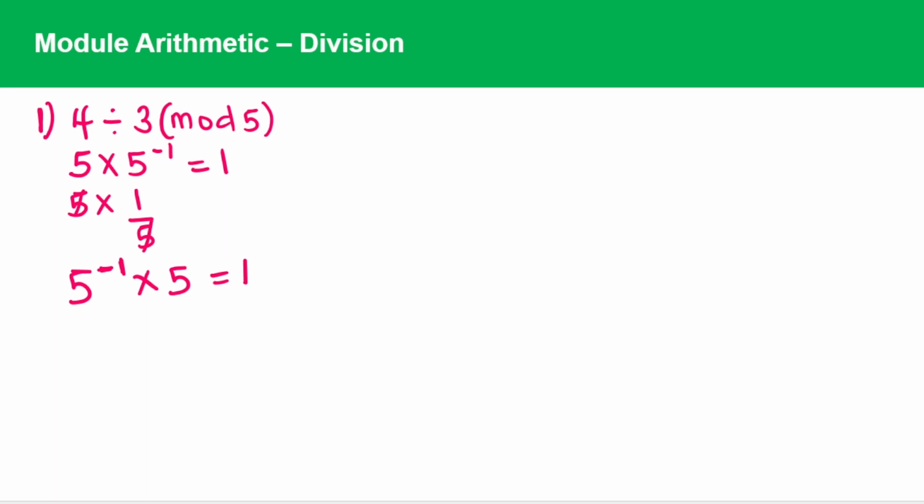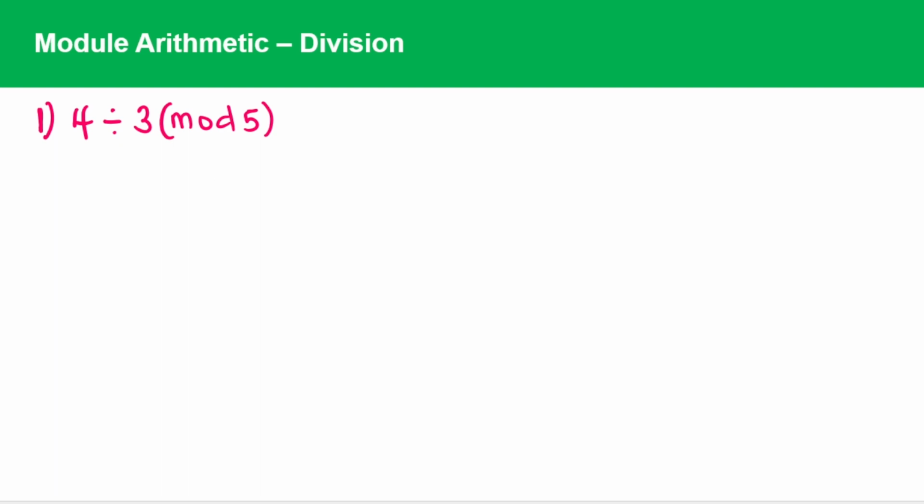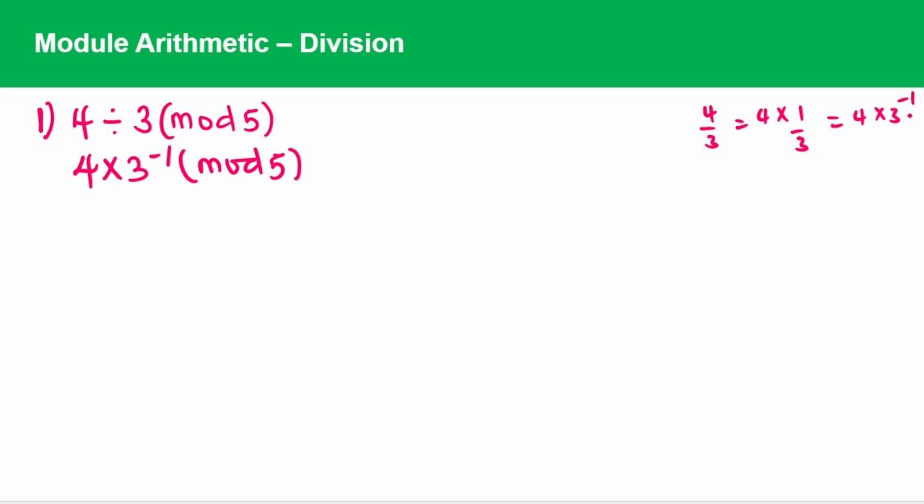Other than mode 10, the same concept is applicable to every other mode. Now, let's see how to apply the multiplicative inverse method in dividing the numbers before us. The first thing we want to do is to write this expression in multiplication form. 4 divided by 3 can be written as 4 times 3 to the power of minus 1 in mode 5. That's because 4 over 3 is the same thing as 4 times 1 over 3, and 1 over 3 is the same thing as 3 to the power of minus 1.